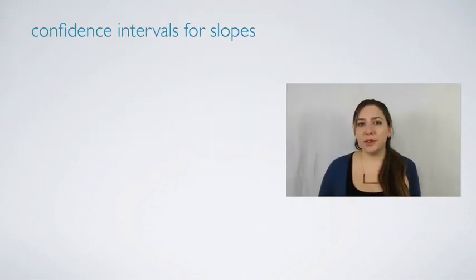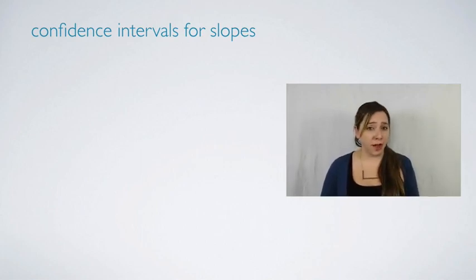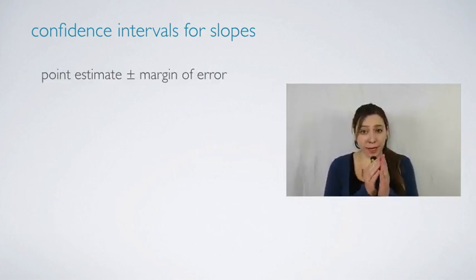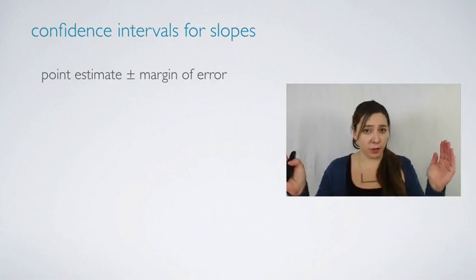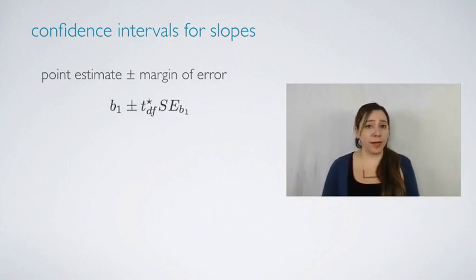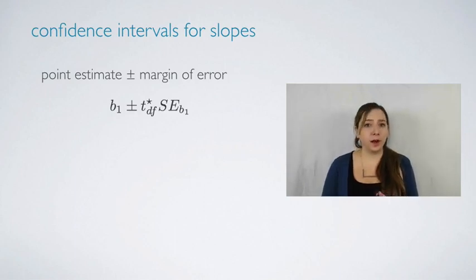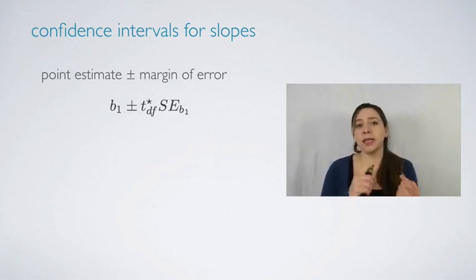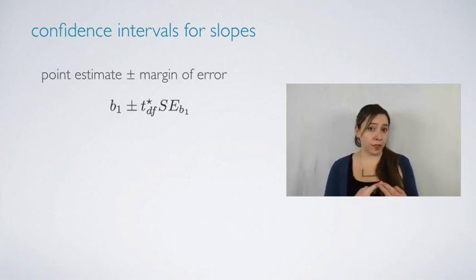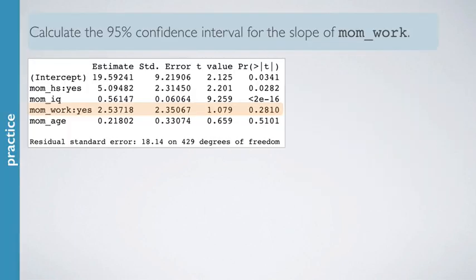We've said numerous times throughout the course that the construction of a confidence interval follows the same structure regardless of the estimate for which you're constructing the confidence interval. It is always a point estimate plus or minus a margin of error. And in this case, our point estimate is simply our slope estimate, and we can calculate our margin of error as the t-statistic times the standard error of the slope. So let's go ahead and calculate a 95% confidence interval for the slope of mom_work.